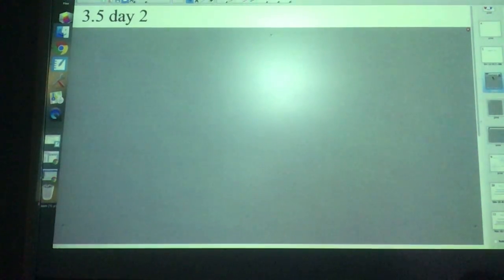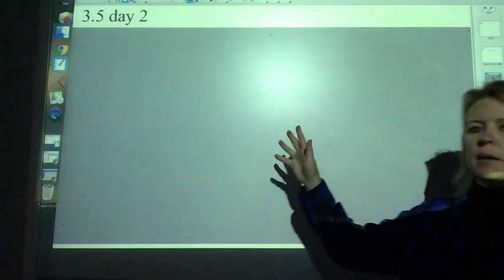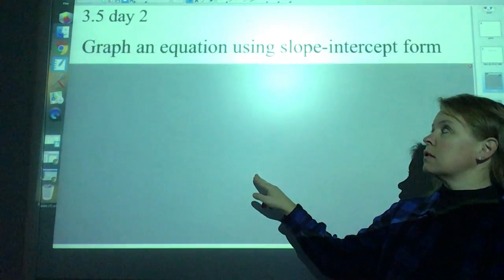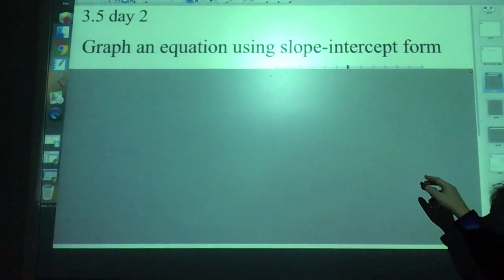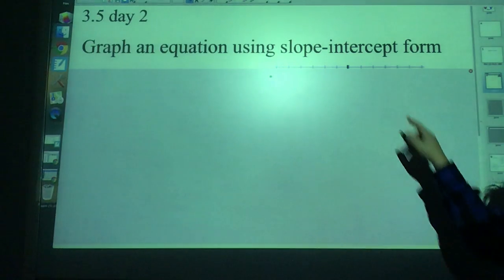All right, here are your notes. The second half of section 3.5. Like I said, I split it up into two halves of teaching so that it wasn't quite so long of a section. Now we're going to take a graph, an equation using slope-intercept form.